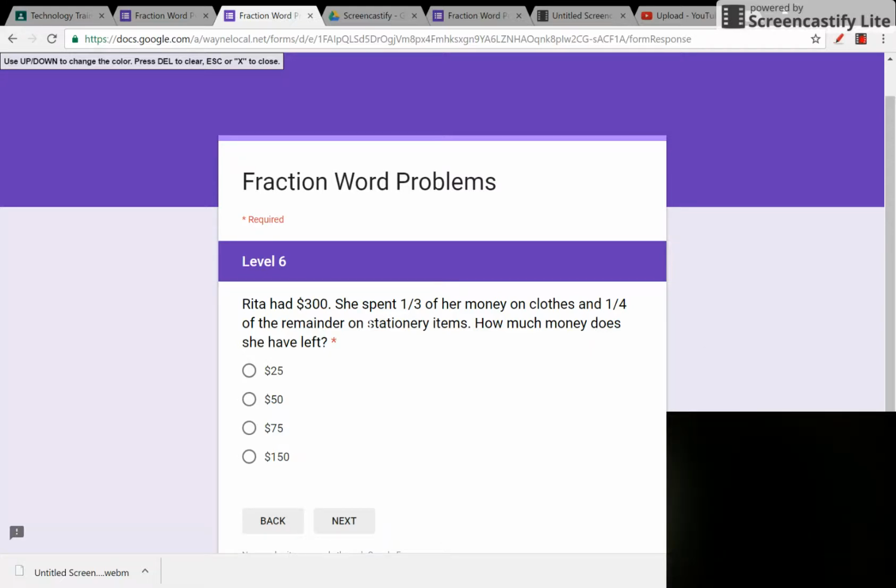Rita had $300. She spent 1/3 of her money on clothes. Let's actually just start with that part of the problem right there. 1/3 of her money. There's your keyword of again. So 1/3 times her money.